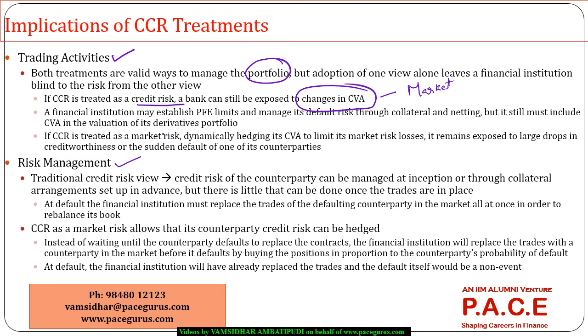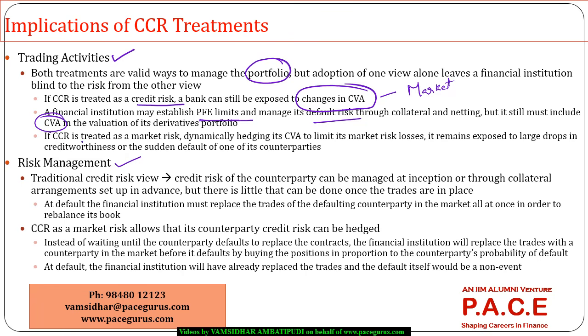So I am able to set all my exposure limits, right? I am managing the default risk. I have set collaterals. I have pulled in netting. I have brought so many things to manage the credit risk. But what if the value of this credit value adjustment changes? Right? So there is a market risk element in that altogether, which I cannot ignore. If I am ignoring it, obviously I am losing out. So the exposure is not fully eliminated. I am still exposed to the changes in the credit value adjustment.